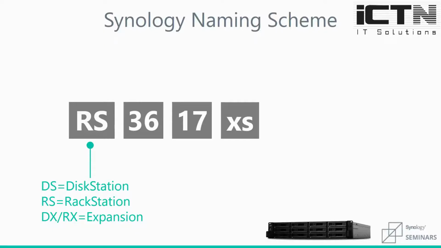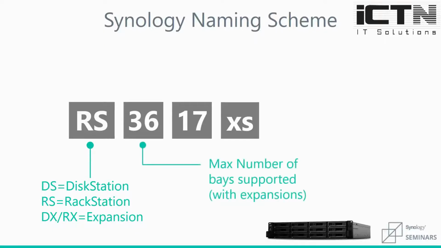To the right of the form factor will be the max number of bays supported with expansion units. As you can see, we have a 12-bay head unit with the RS36, but just based on the name alone, you automatically can see that this unit can have 2 12-bay expansions attached to the back, giving you a total of 36 drive bays. To the right of the max number of drive bays supported will be the year in which the unit was released. In this case, we have the RS3617, therefore you know it is a 2017 unit.